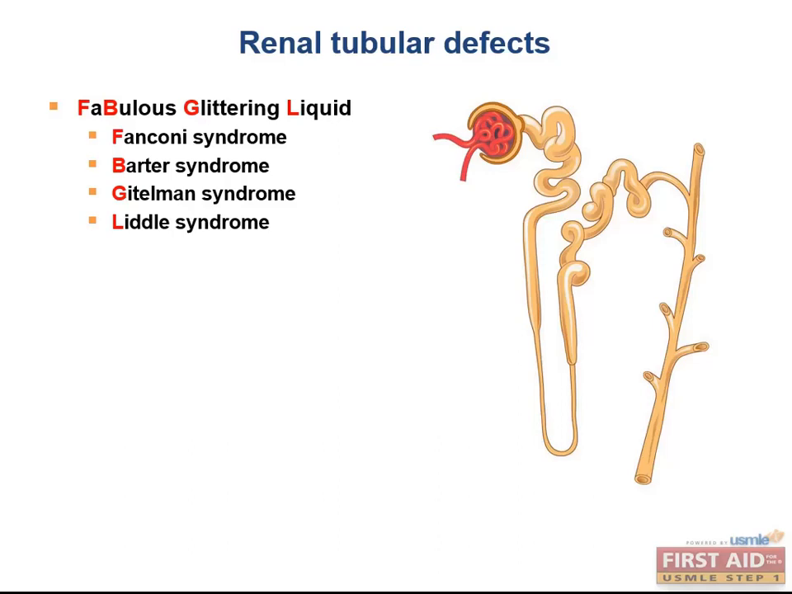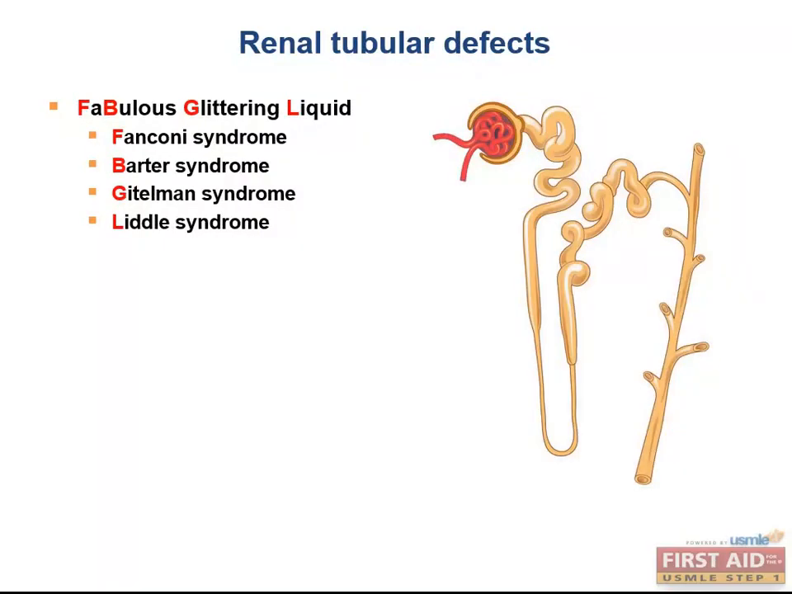Now that we've discussed nephron physiology, it's a good time to look at the renal tubular defects. Now the eponyms can be hard to remember, but I like the following mnemonic because it helps you to remember the order of the syndromes along the nephron. It goes, the kidneys put out a fabulous, glittering liquid.